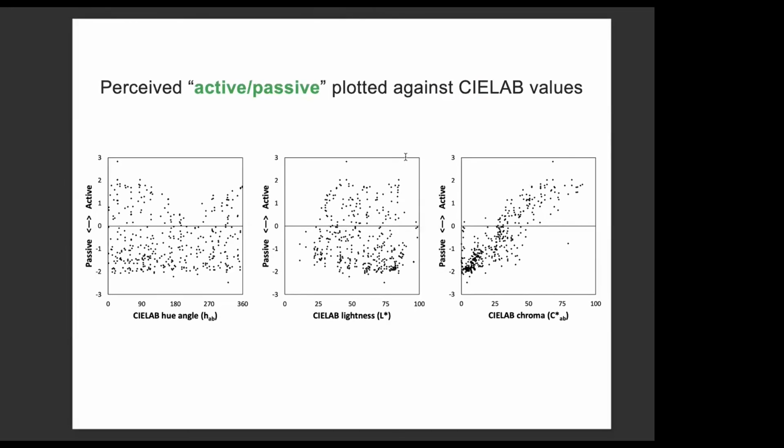The third scale used in this study is active-passive. As you can see, it's affected only by chroma. That's interesting. Next slide, please.